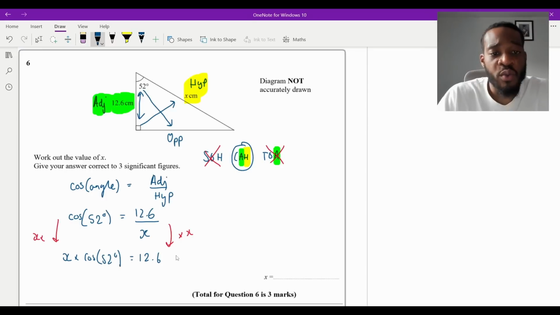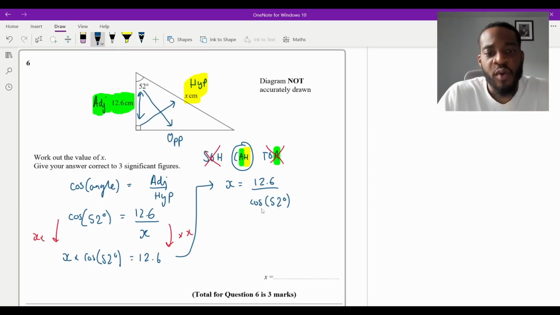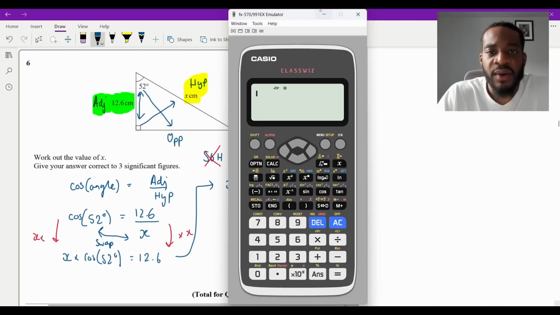And then from here, we can just divide by the cosine 52. So it's going to be x is equal to 12.6 over cosine of 52 degrees. Another way you could think of it as well is just literally swap these two over, that's another neat trick, and you get the same thing. So now I'm going to plug this into my calculator to see what I get.